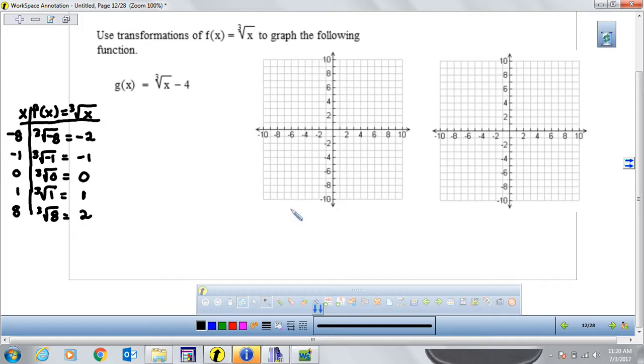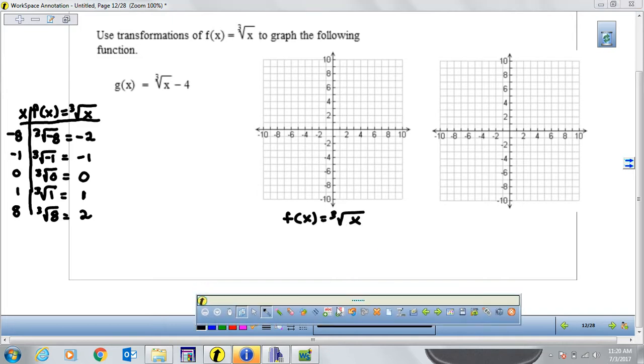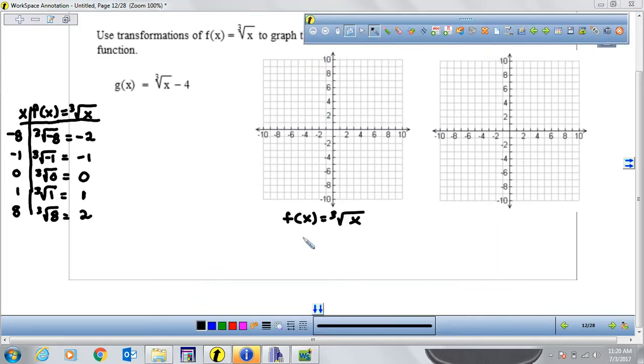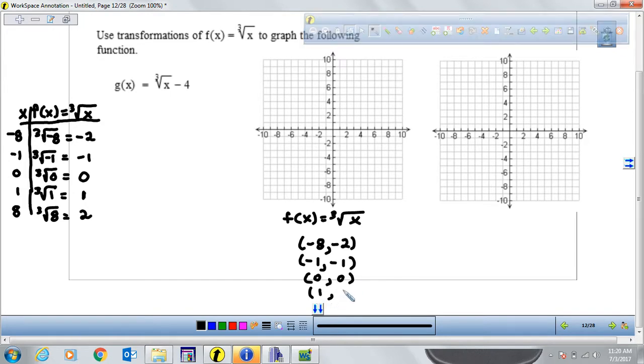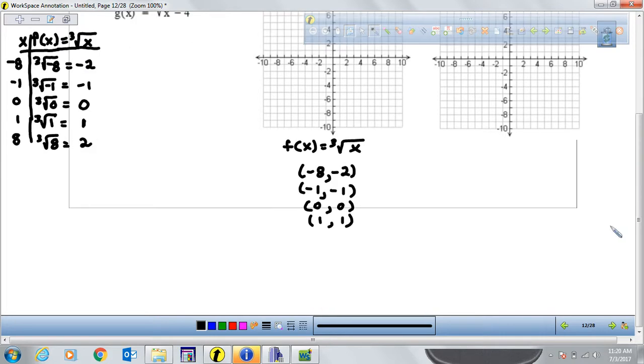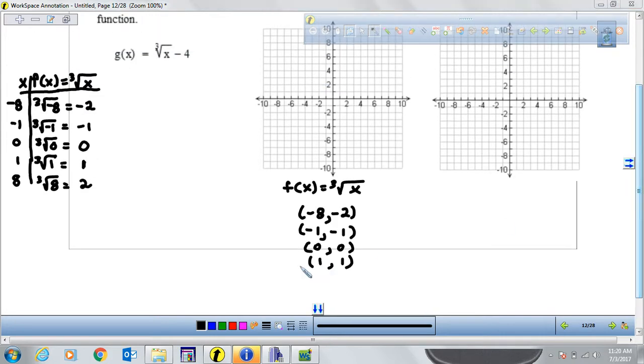So I'm going to put right here on the bottom so you can follow. For the function f of x equals cube root of x, we got the following table. The table is negative 8, comma, negative 2, that is 1 point. Negative 1, comma, negative 1, that's another. 0, comma, 0. Then we got 1, comma, 1. And then we got one last point in here, which is going to be 8, comma, 2.